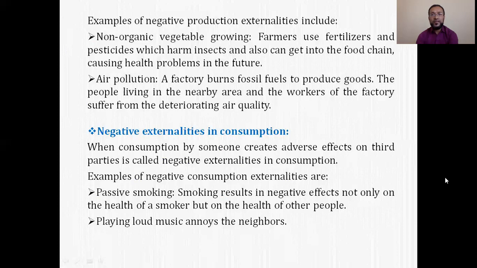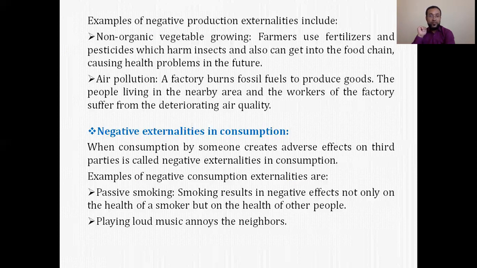Now, negative externalities in consumption. When consumption by someone creates adverse effects on third parties, it's called negative externalities in consumption. So this type of externality comes from the consumption of goods and services by people. I gave two examples here to make it easy. The first one, passive smoking. Smoking results in negative effects not only on the health of the smoker, but on the health of other people also. So here the smoker is the first party, consuming the cigarettes, and affecting the third party, the non-smoker. So this is negative externality from the consumption of cigarettes.